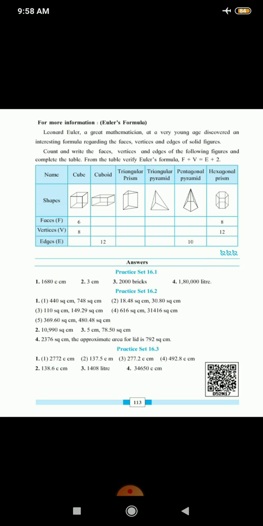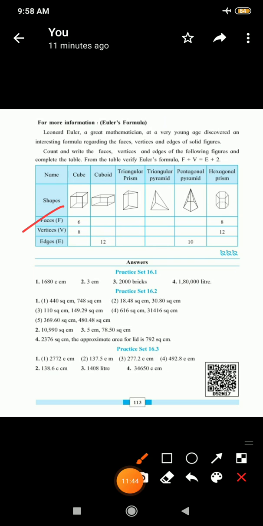Okay. Now let's take this example. Let's take the example of the cube. For the cube, there are 6 faces. Vertices are 8. 6 plus 8 is 14. And edges are 12.